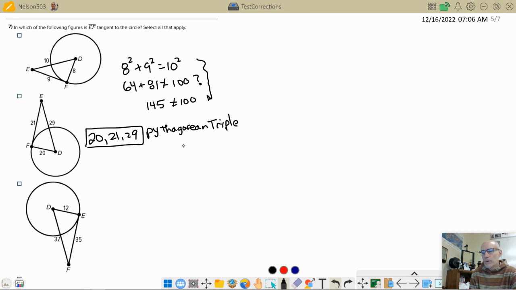20 squared plus 21 squared equals 29 squared. That's going to work for sure. You can test it out. Go ahead and do that. 20 squared plus 21 squared will equal 29 squared. I'll guarantee it. Otherwise, I need to take that poster down off the wall. Right over here, 12, 35, 37 is right there. I see it. It's another one of the poster Pythagorean triples.